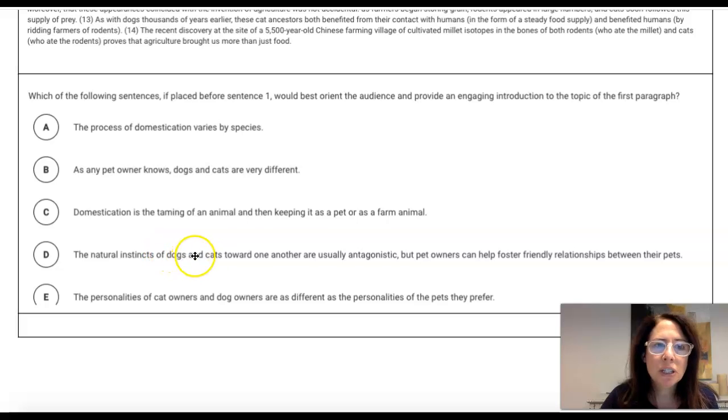C, domestication is the taming of an animal and then keeping it as a pet or as a farm animal. This is an explanation of domestication. Also, I don't see anything specific to cats and dogs, and I see a new topic of farm animals. So this definitely does not match my thinking, and I'm going to cross it out.